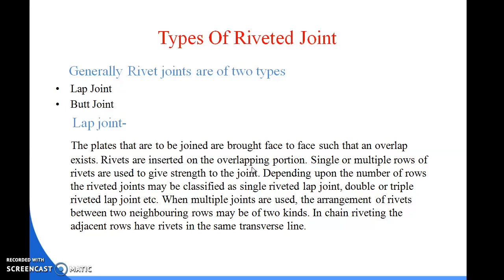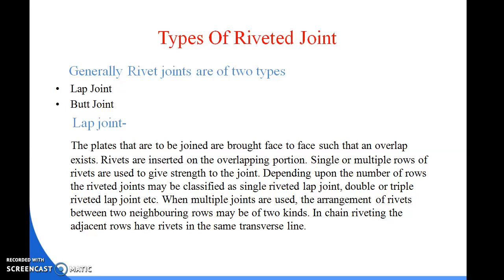Now these are the types of riveted joint. After we know what a rivet or a riveted joint is, we are going to study the types of riveted joint. Generally, riveted joints are of two types: one is the lap joint and the other is the butt joint.